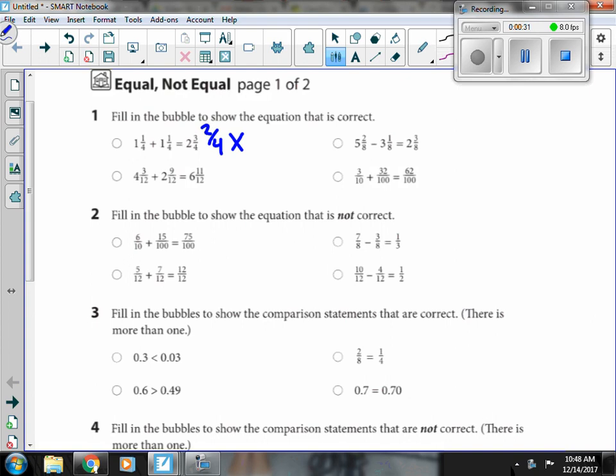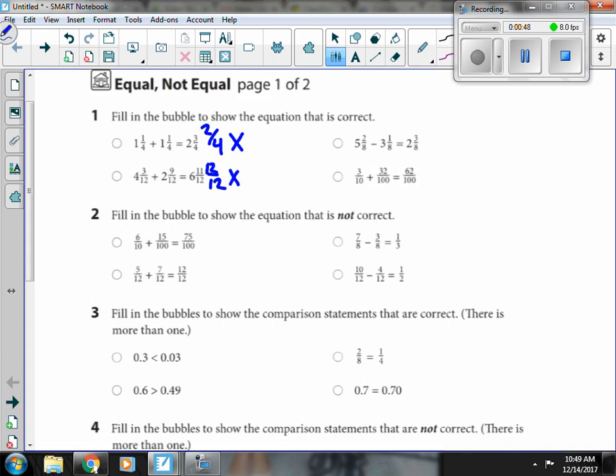The second one, I have 4 3/12 plus 2 9/12. 4 plus 2 is 6. 3/12 plus 9/12 would be 12/12. So again, that one is not correct.